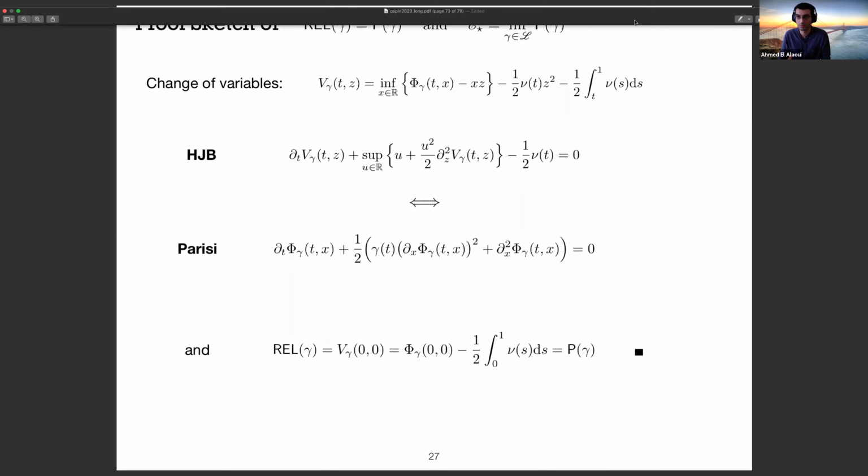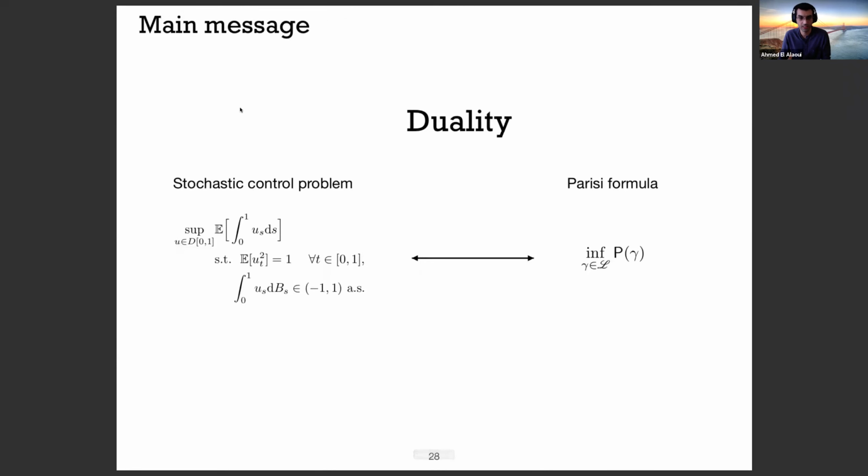Okay, so perhaps I'd like to conclude. So the main message here is this duality between the Parisi formula and the stochastic control problem. Initially you started with a maximization problem. You're trying to get the maximal energy possible for your random Hamiltonian in a hypercube.